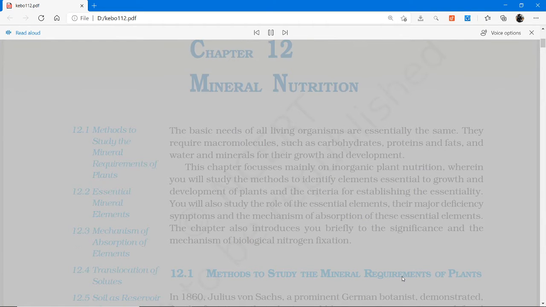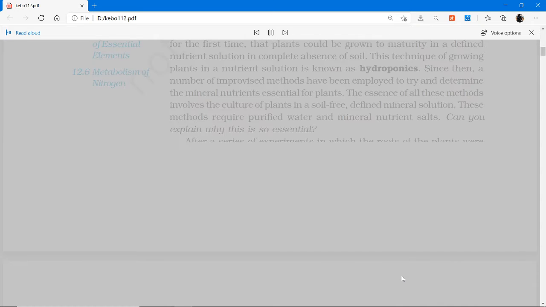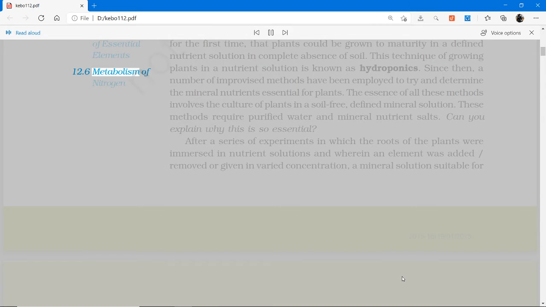Chapter 12. 12.1 Methods to study the mineral requirements of plants. 12.2 Essential mineral elements. 12.3 Mechanism of absorption of elements. 12.4 Translocation of solutes. 12.5 Soil as reservoir of essential elements. 12.6 Metabolism of nitrogen.